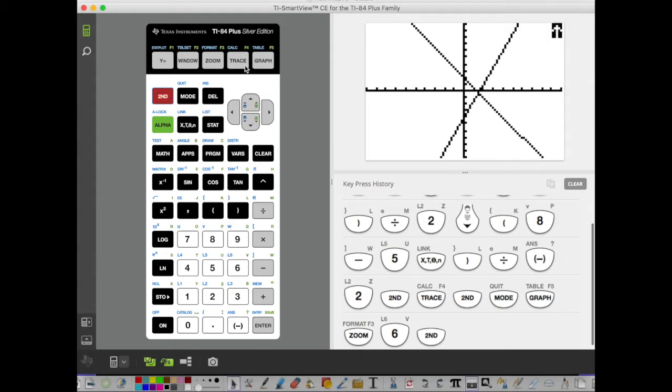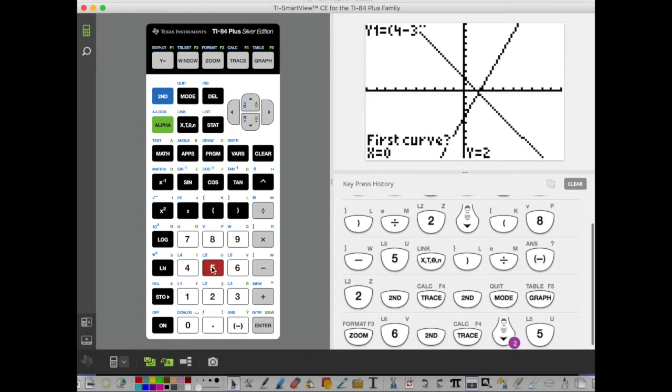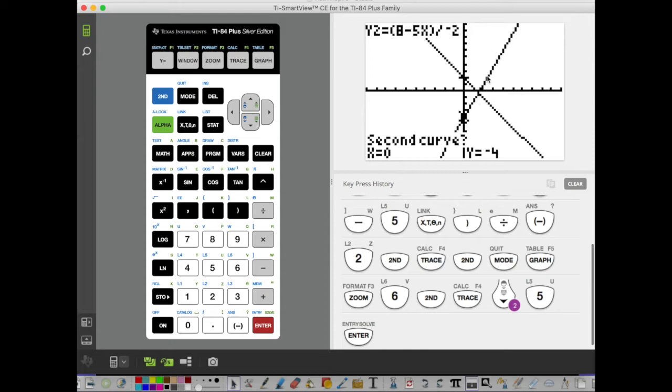So we do second, trace, to get the calc, and then scroll down to intersect. Or we can simply press 5. First curve means this is our first line, so we hit enter. Second curve, so this is our next line, so we hit enter. And there's only one intersection, so we can just simply hit enter next. Okay, so our intersection is x equals 1.5 and y equals -0.25. So that means that is our solution.